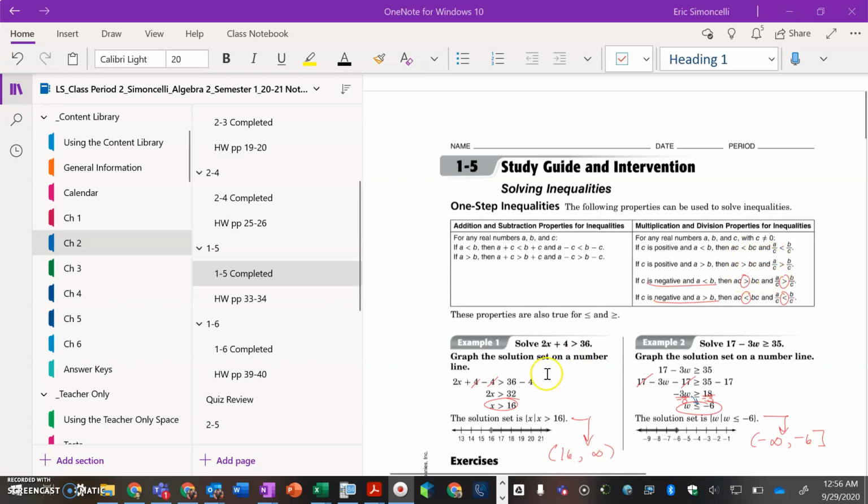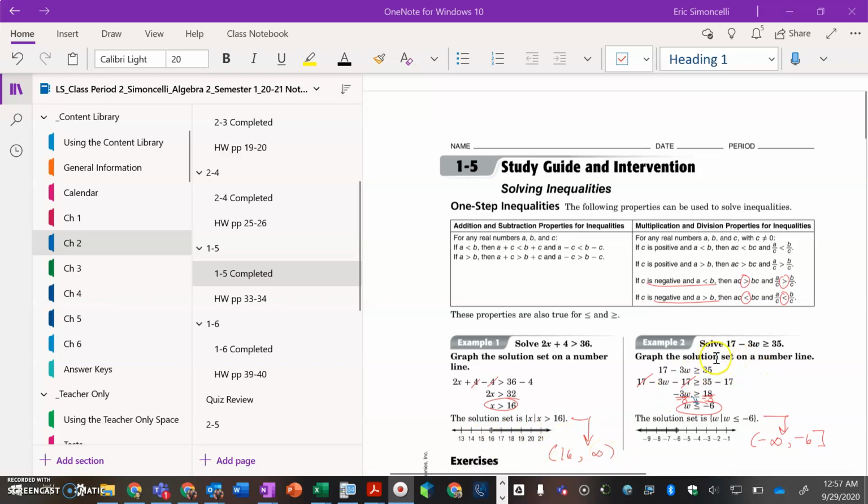So example 1. Solve 2x plus 4 is greater than 36. So to solve this, we're going to take a look at the balancing, obviously, of both sides. We subtract 4 from both sides, and in doing so you get 36 minus 4, of course, 32. Divide by 2, you get 16. So x is greater than 16. There'll be an open circle at 16 and everything graphed to the right. So parentheses 16 to infinity.